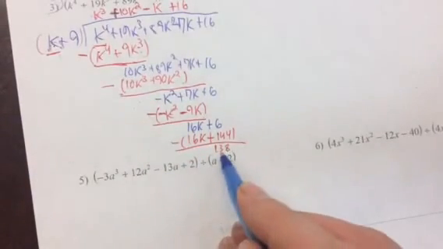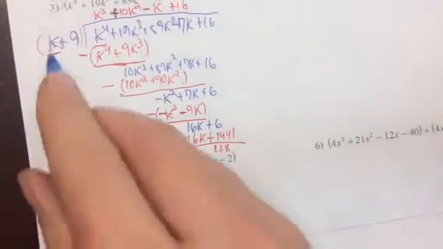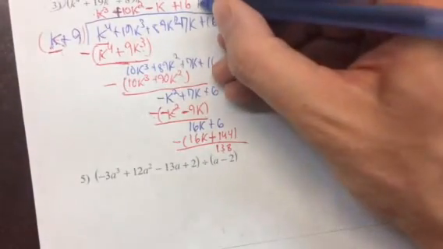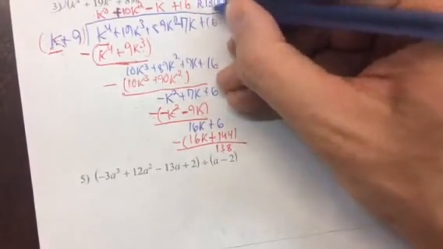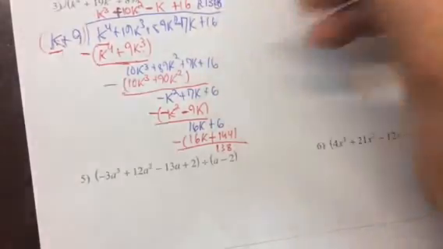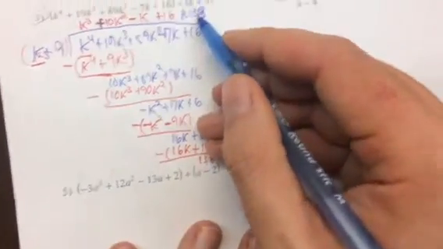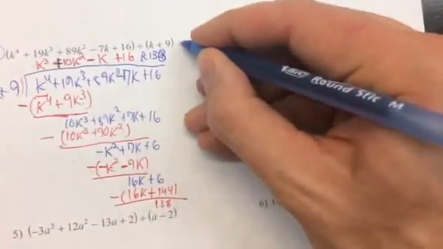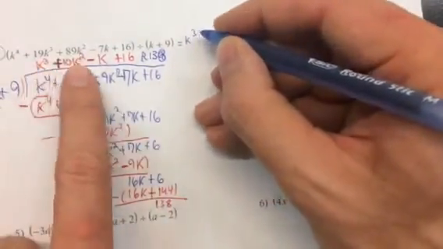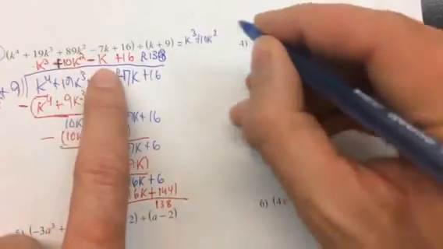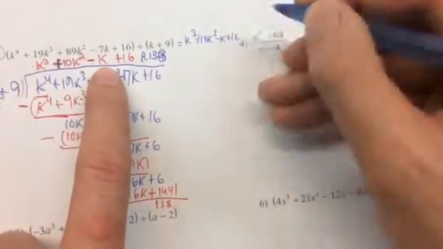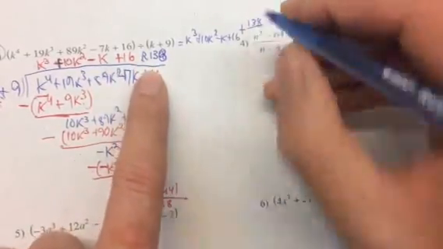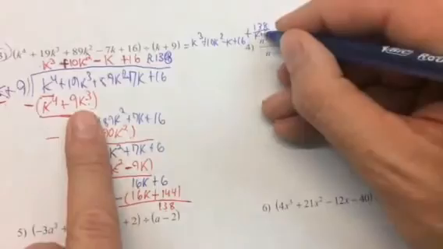K does not go into 138. And because k doesn't go into 138, this is our remainder. There are two ways we can write this. We could write it as remainder 138, but that is not as good as the actual correct answer. The final answer should be k cubed plus 10k squared minus k plus 16 plus 138 over k plus 9. It's still being divided by k plus 9. We didn't actually divide it. It didn't go into it, so it's still getting divided.